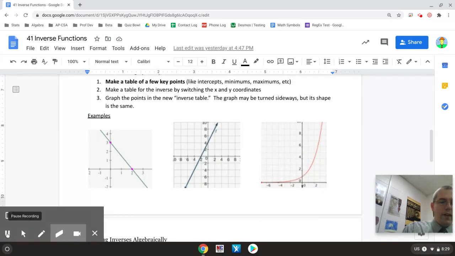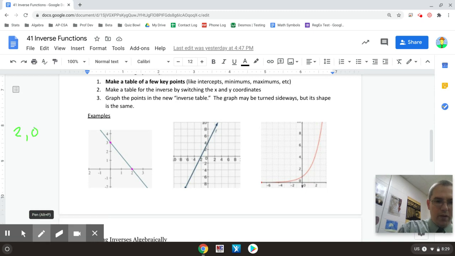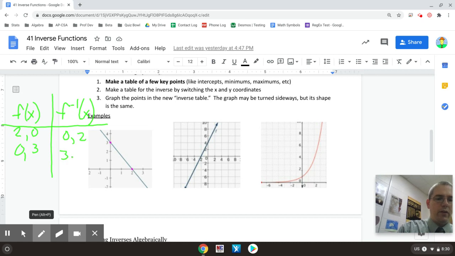Okay, so to find the inverse of a graph, it's helpful to write down a couple points. I'm going to do the two marked in purple on this first graph. You have the point 2, 0, and then the point 0, 3. That's my original function called f of x. And then the inverse, I use the notation f -1 of x. And f with a -1 just means the inverse of that function. So instead of having 2, 0, I'm going to switch them and have 0, 2. Instead of having 0, 3, I'm going to have 3, 0.